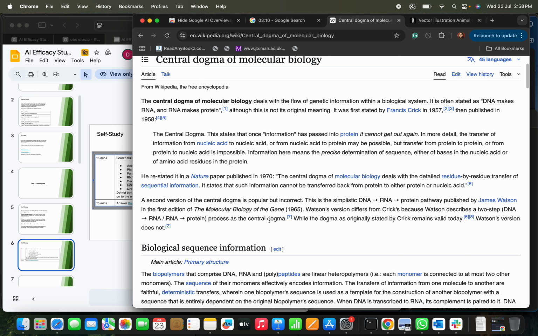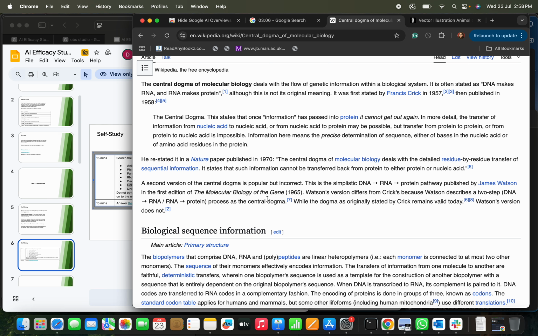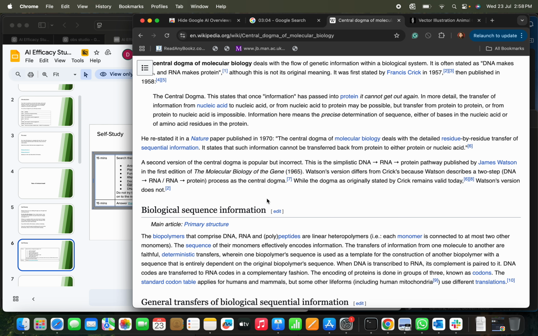Here it means the precise determination of the sequence. I understood the DNA material, either of bases. He restated in Nature that the central dogma deals with a detailed residue by residue transfer. I didn't understand. It states that such information cannot be transferred. Okay. The second version is popular and current. This is the simplistic DNA to RNA, RNA to protein. The first molecular biology. Watson's version differs from Crick's.